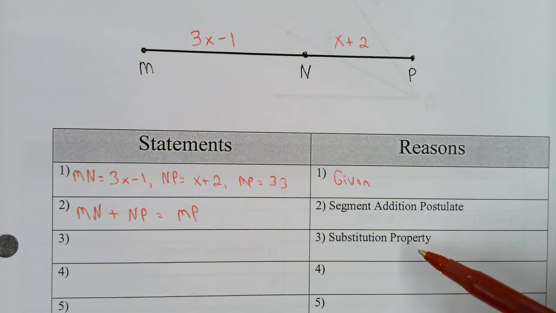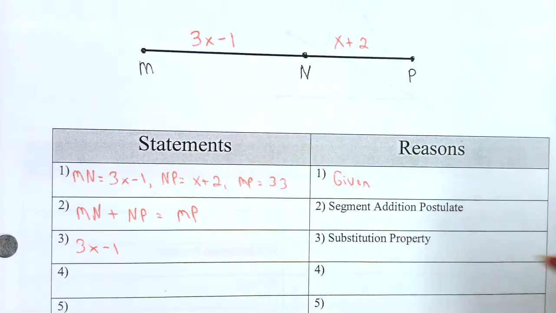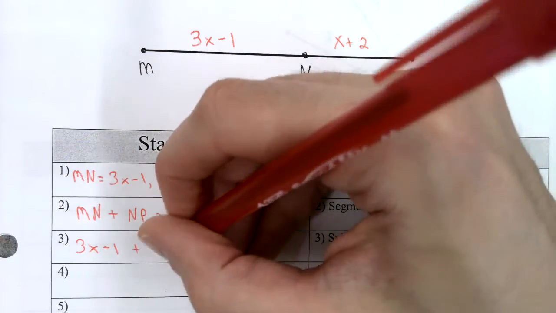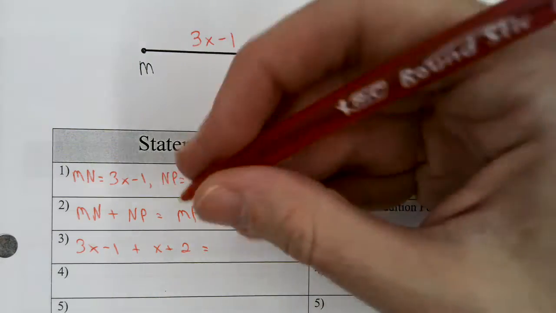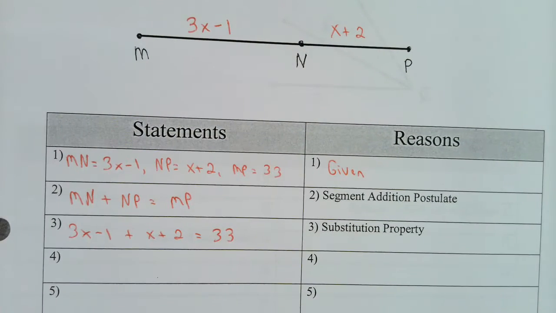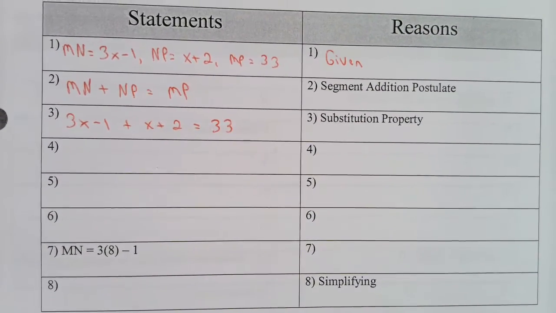Then we're going to use the substitution property. I'm going to substitute mn with 3x minus 1. I'll substitute x plus 2 for np. And it equals mp, which we're given as 33. And now we have a couple different ways we can go about this proof. We have to eventually prove that mn equals 23.